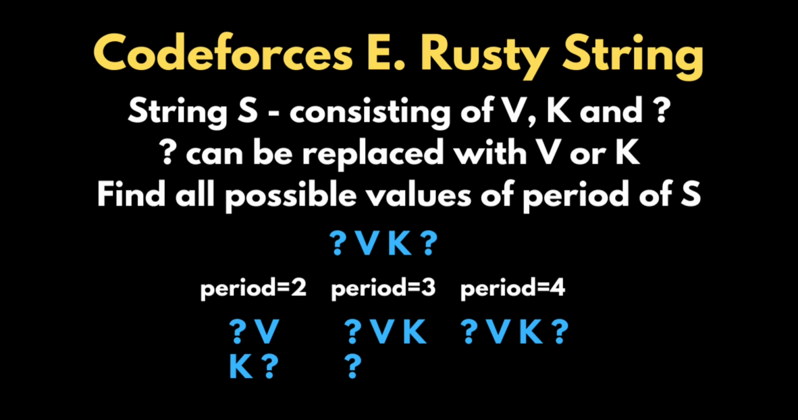For period equal to 3, we take the first 3 characters. After that, the characters are less than 3, so we take whatever is remaining and place it below the first 3 characters. Now if you look at column 1, you notice that there are 2 question marks and they can both be replaced with the same character, either v or k, and that will denote that period 3 is possible. Period 4 is possible because there is no leftover string to compare it with, and it is only the singular one.